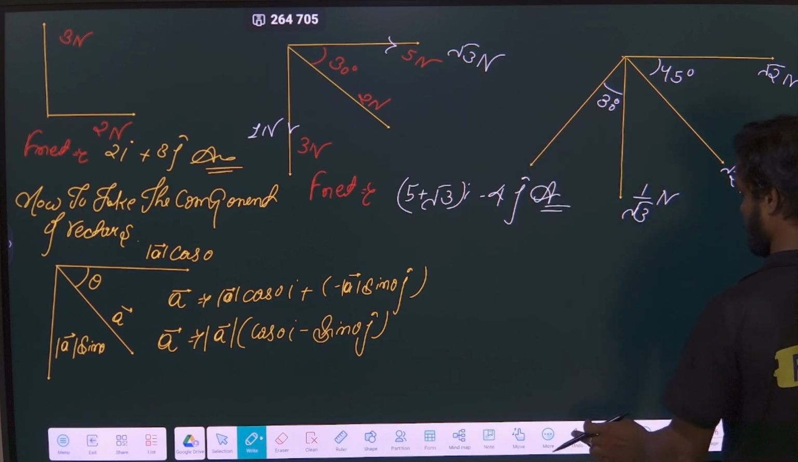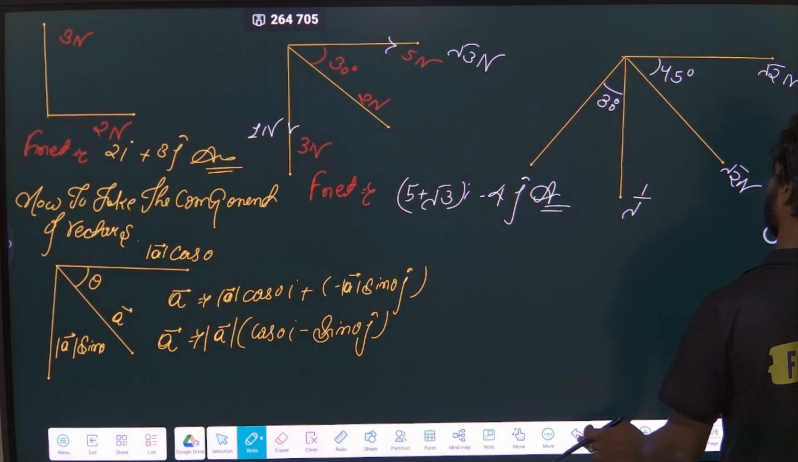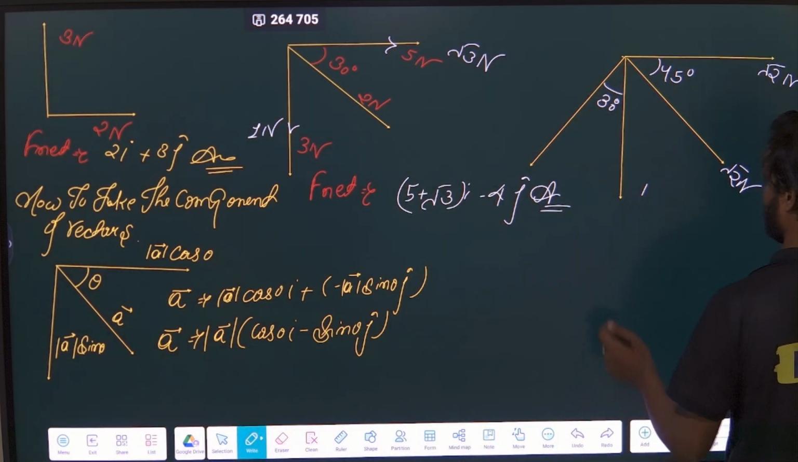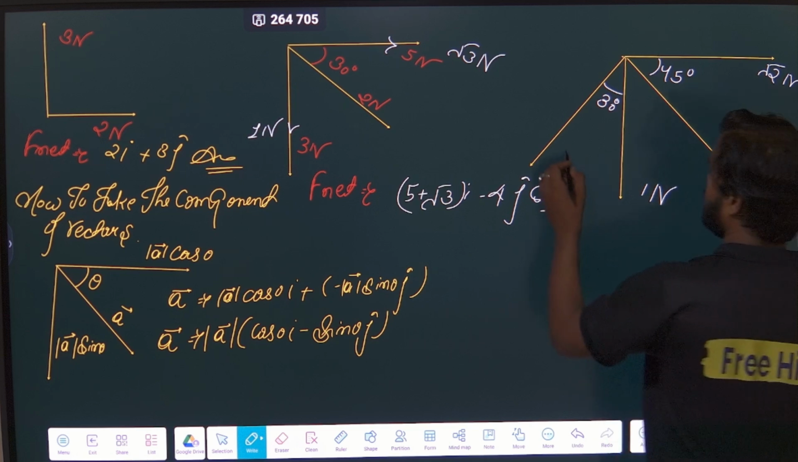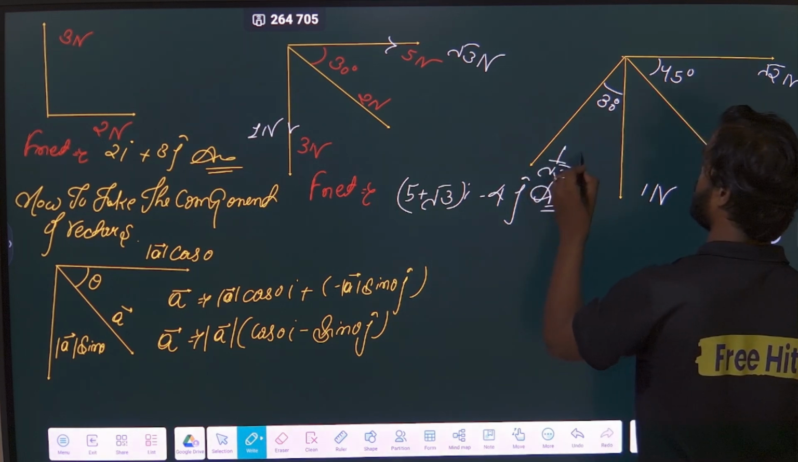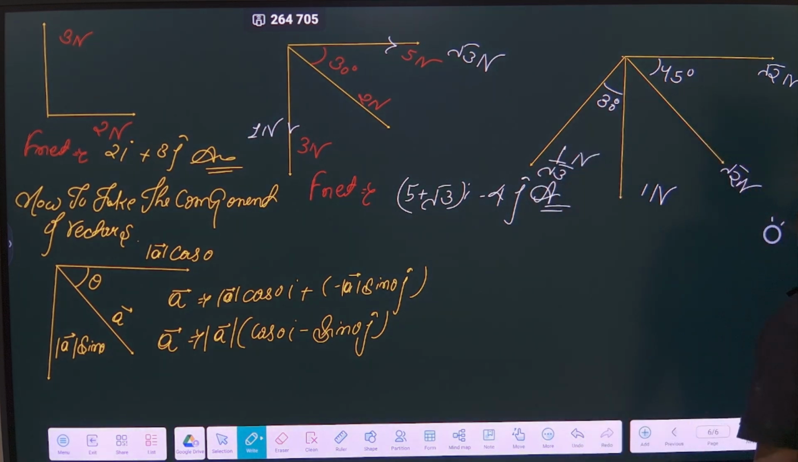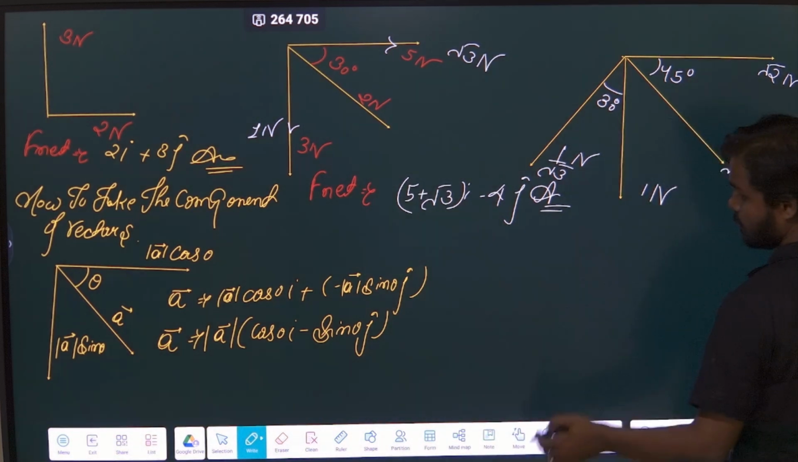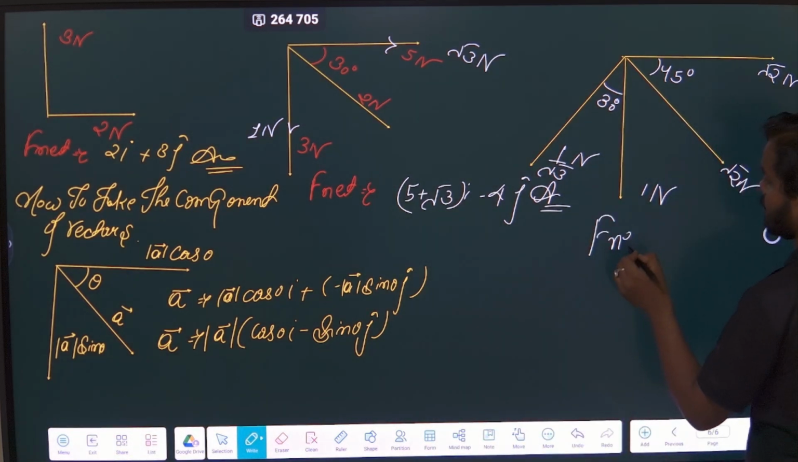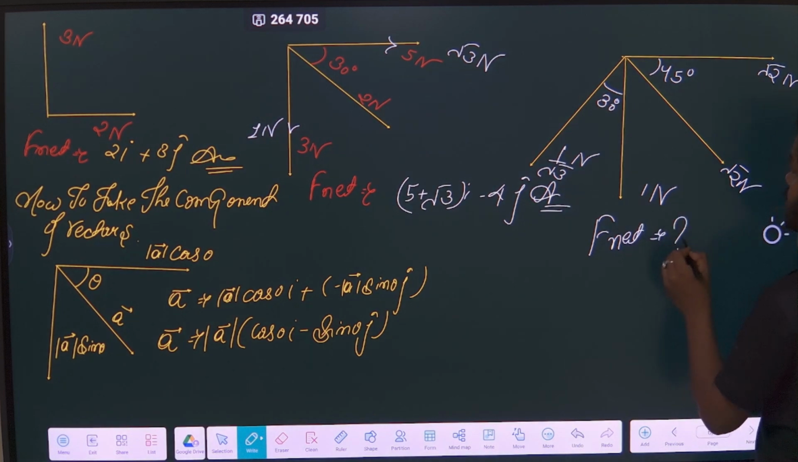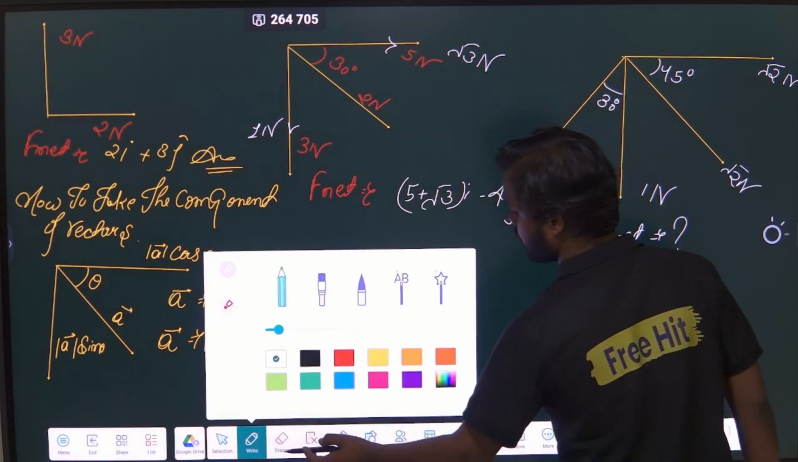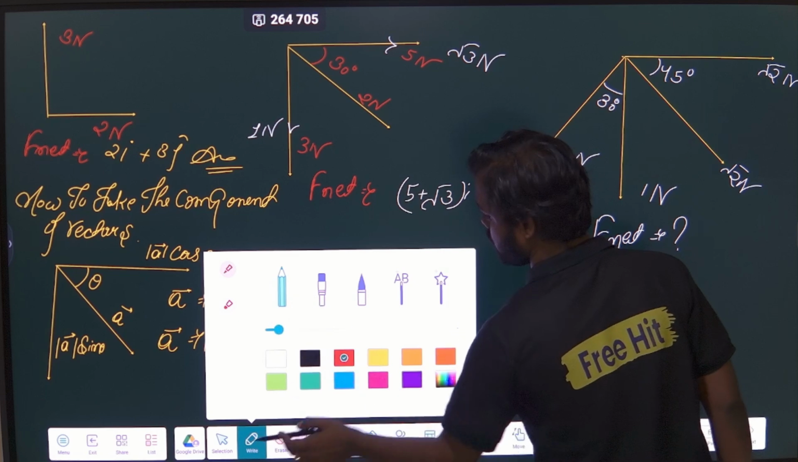Or not 1 by root 3, make it just this one, make it as 1 by root 3 Newton. Okay, you have to find my F net in this. This is your homework, this is your homework.